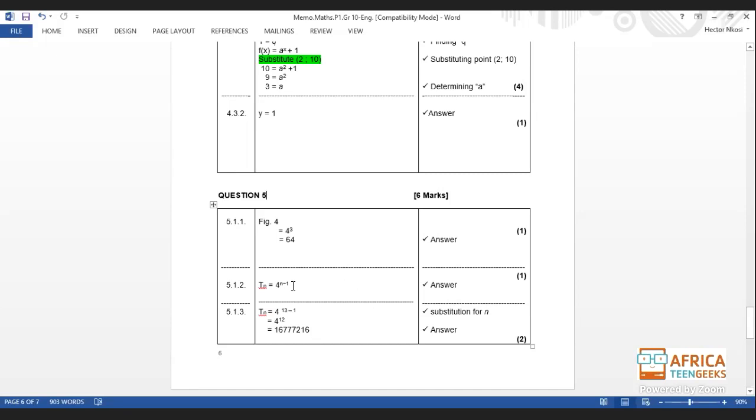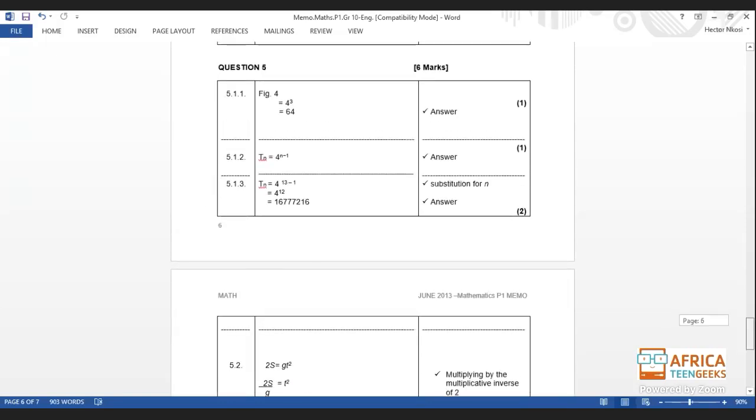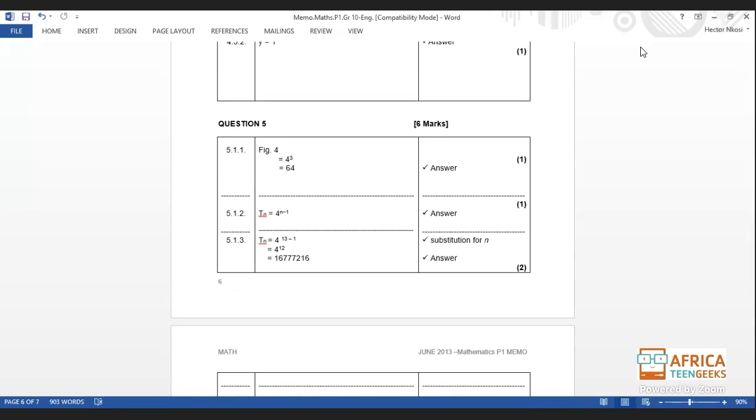Therefore, where they want T13, you're just going to substitute 13. You're going to say 4 to the power of 13 minus 1. Therefore, it's going to be 4 to the power of 12. And 4 to the power of 12 is this number, basically. This was a different question, boys and girls. No wonder I tried to do it with you guys, because I know the ones we were doing all along were easy and straightforward.